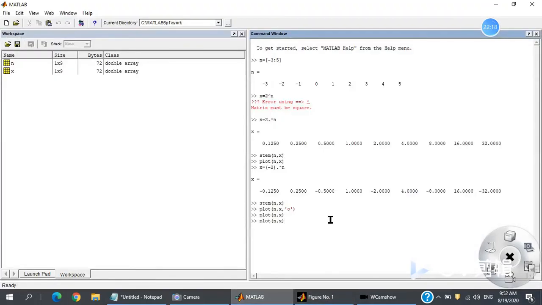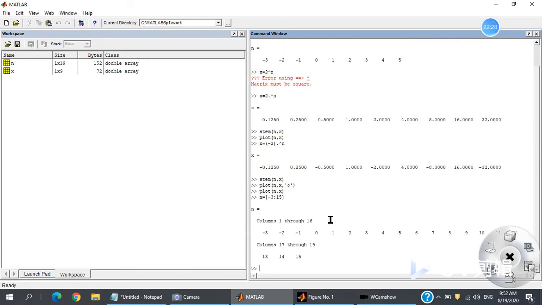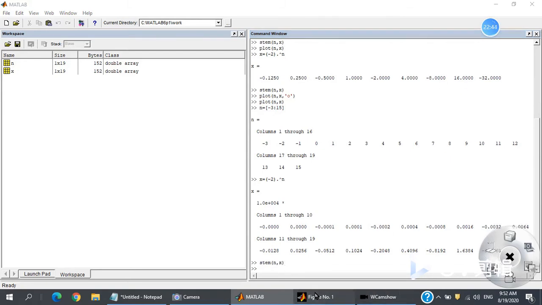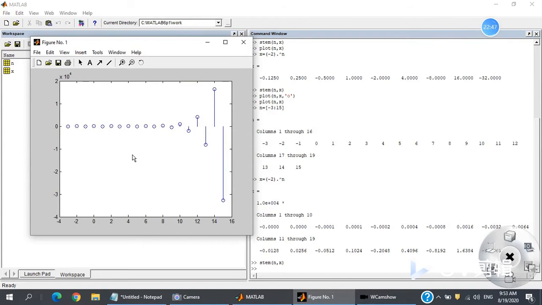Here n is -3 to 5. If, for example, I use 15, n is -3 to 15. Then I still calculate x as a power of it, this is -2, and then plot it with stem. It looks similar, the same, you just change the unit. Here you see the unit is 2 times 10 to the 4th.